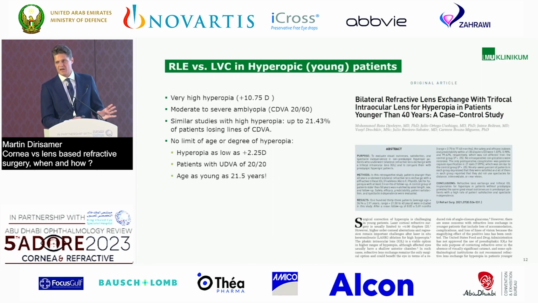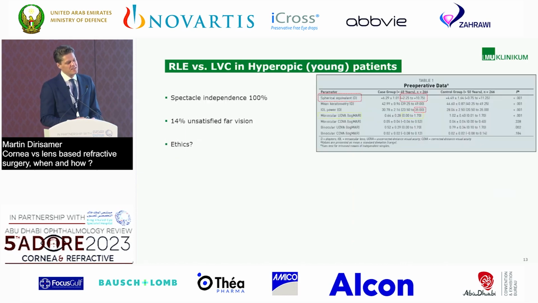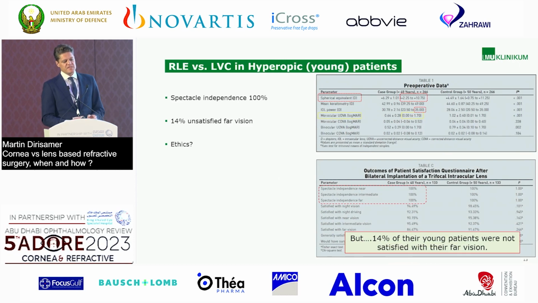What I want to point out is two publications that I'm showing now. These are very bold guys who did this study because they included young hyperopes below the age of 40 with hyperopia up to plus 10.75. They included amblyopic eyes, and the youngest patient was 21. So I would never do that. I just want to show you this paper. On the one hand, they achieved a pretty good result. Everyone was spectacularly independent. Nevertheless, 14% of the young patients were not happy with their far vision.